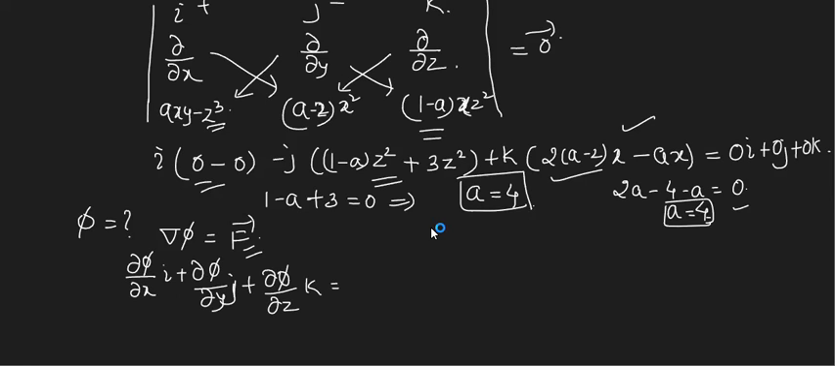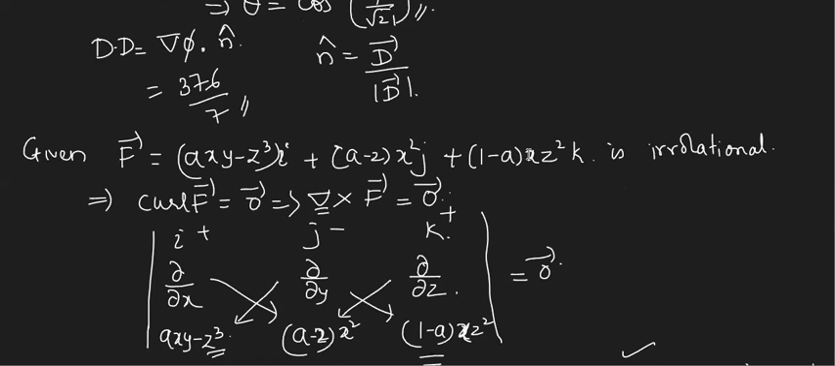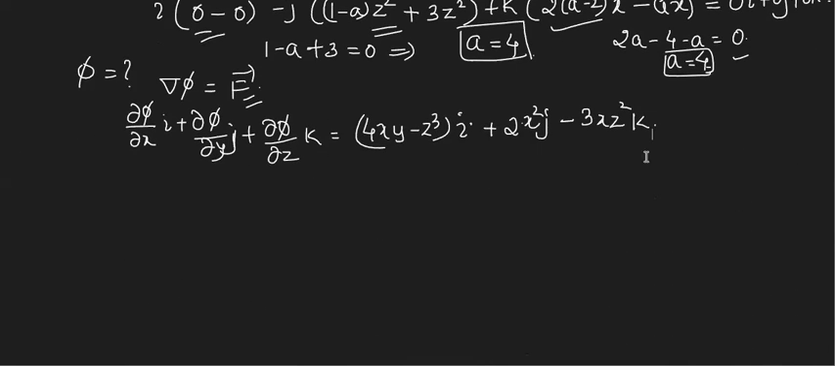So if a is 4, it is like 4xy minus z cube i. Now if a is 4, 4 minus 2 is how much? Plus 2x square j. And a is 4, so 1 minus 4. In the given vector F, after finding a, you should take the value of a and only then substitute it over here.